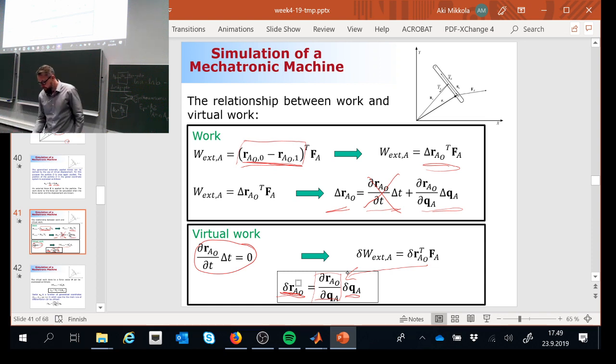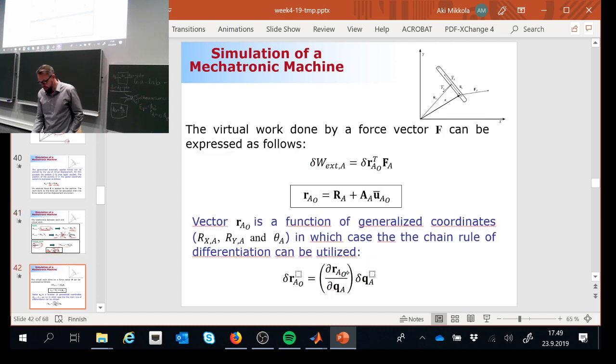All right. So let's take a look how this goes. So I have here virtual displacement, virtual work done by this externally applied force.